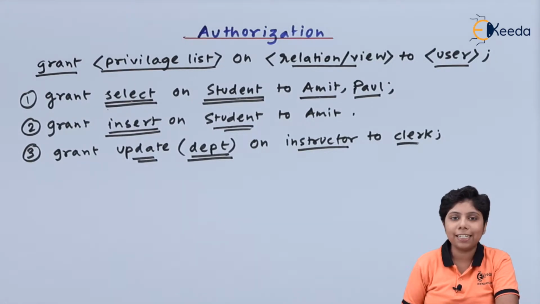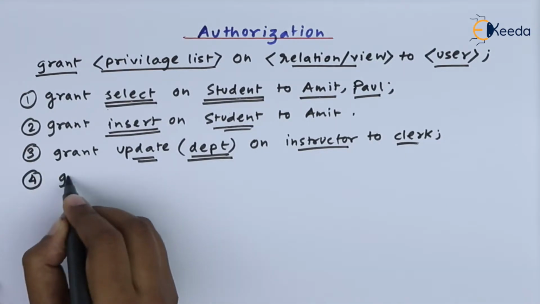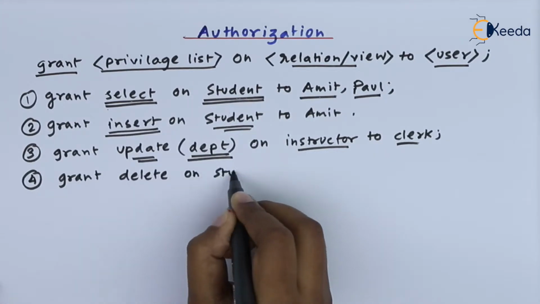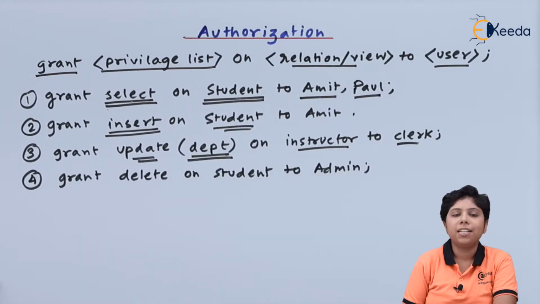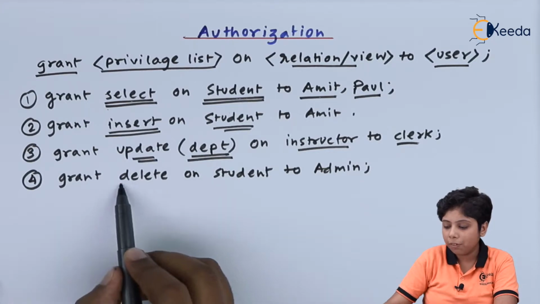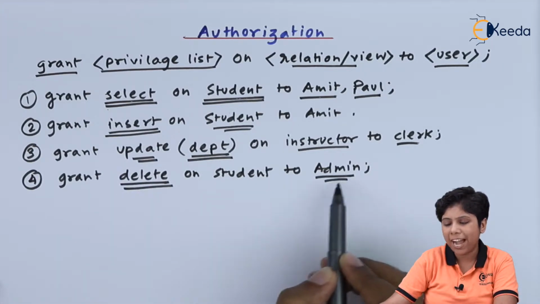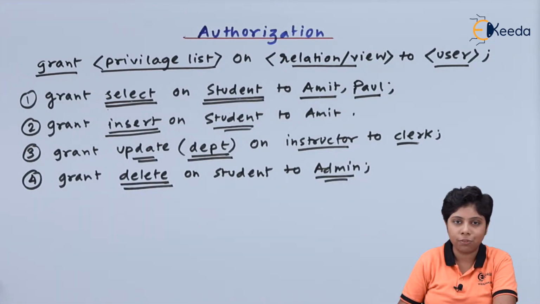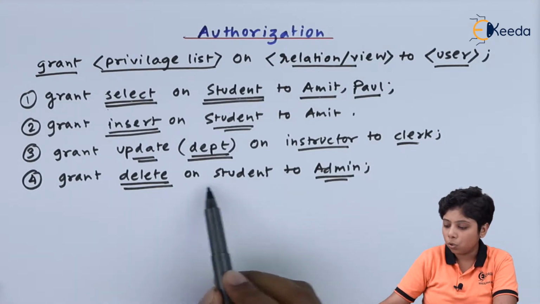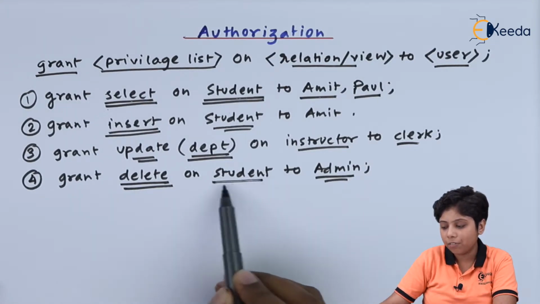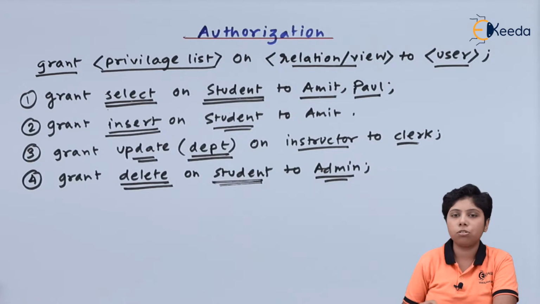The next is the delete privilege. The delete privilege is the highest privilege, as we can delete from a database or cause loss of a database. So the delete privilege is always given to the admin or the user who has created the database. So the delete privilege here is given on the student relation to the admin of the department.